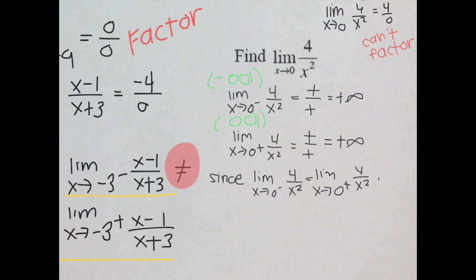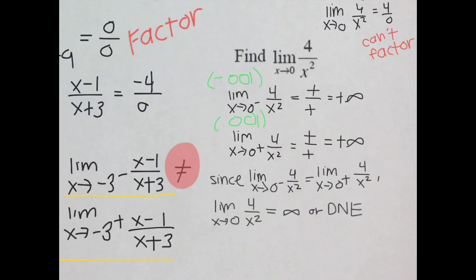So, since the limit from the left side went to positive infinity and the limit from the right side went to positive infinity, I know that the limit of this function overall goes to positive infinity, but I'm going to say does not exist because technically infinity is not a number.